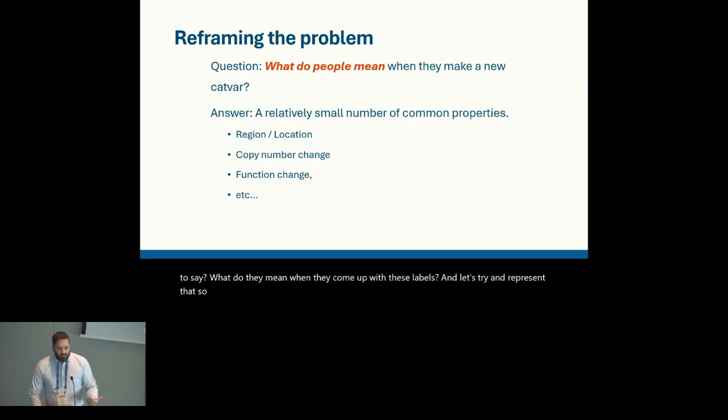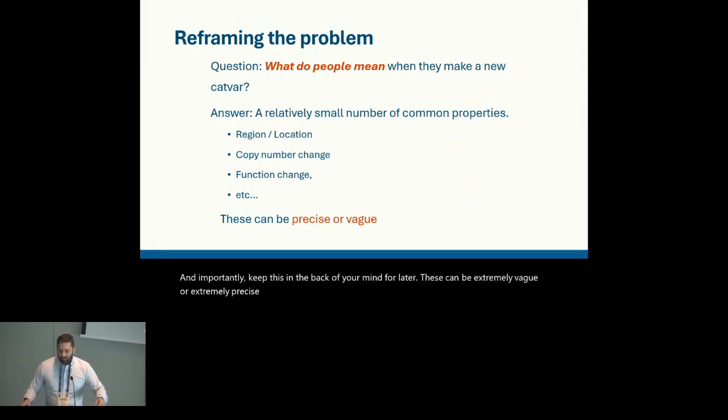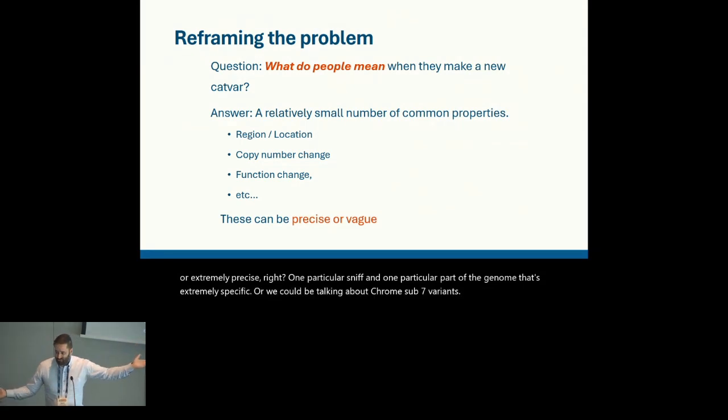So the answer turned out to be, and this was fortunate since my background's kind of in natural language semantics, a relatively small number of fairly common and recurring properties. Things like where the variant's taking place, if there's a copy number change involved, if there's a function change, if translocation has happened, things like this. And importantly, keep this in the back of your mind for later, these can be extremely vague or extremely precise. One particular SNV in one particular part of the genome, that's extremely specific. Or we could be talking about chromosome 7 variants, which is extremely vague.